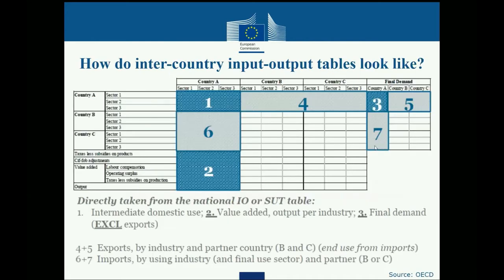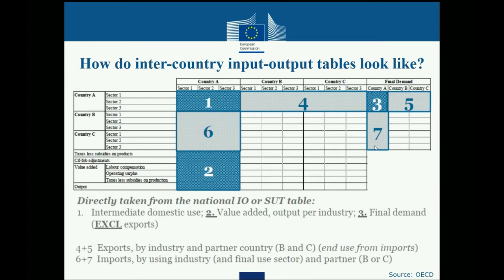So I've borrowed this picture from our OECD colleagues to illustrate what inter-country input-output tables look like. Hoping you are already familiar with national input-output tables, those are built up based on seven main blocks, as you see here. Block one refers to intermediate domestic uses, while block two reports the value-added component, taxes less subsidies on products, and output by industries. Final demand of domestically produced goods and services, excluding exports, is shown in block three.